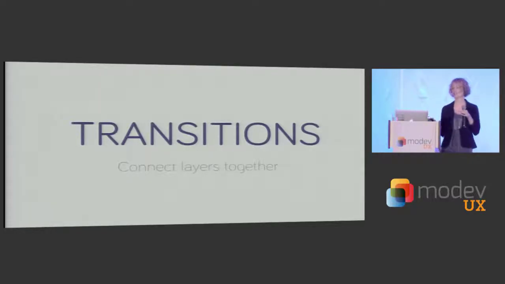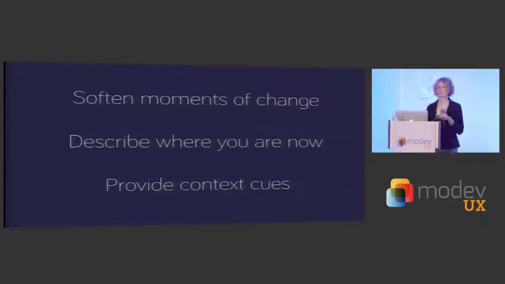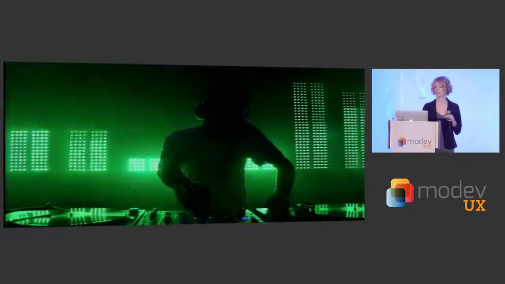So layers are all well and good, but they're just the first step. You need to add transitions to connect your layers so that everything makes sense, right? Without good transitions, you've got nothing. Because transitions serve a couple of really important functions. They help soften that moment of change in between layers. They describe where you came from and where you've arrived. And they provide cues about how information on the new layer relates to everything else.